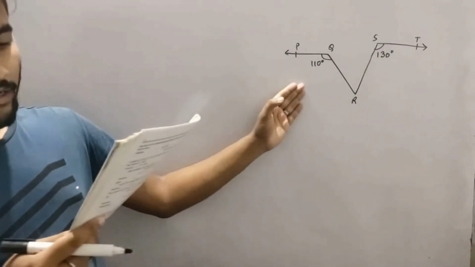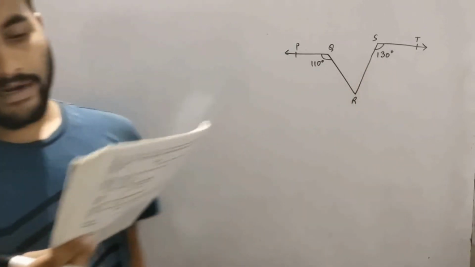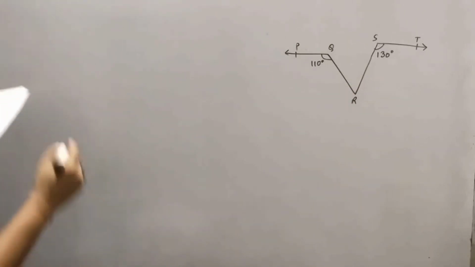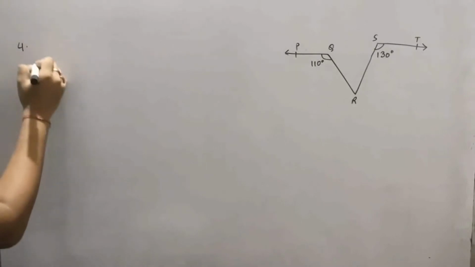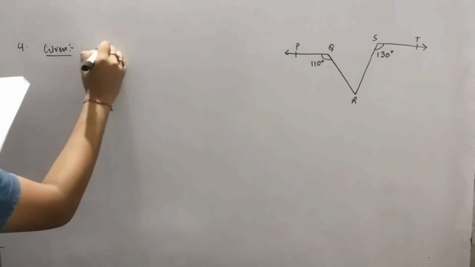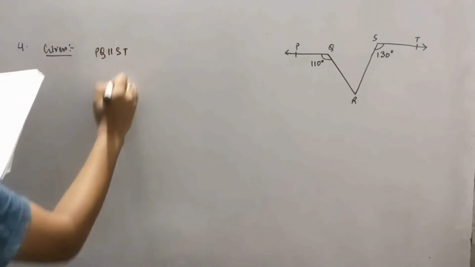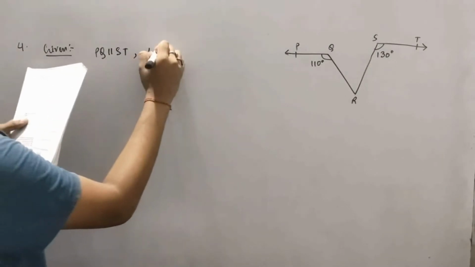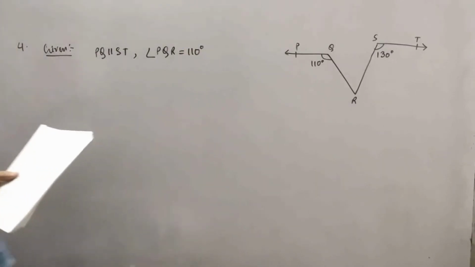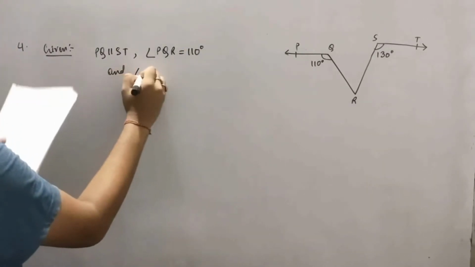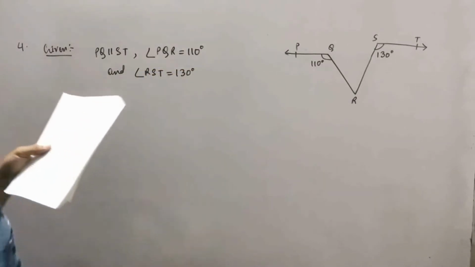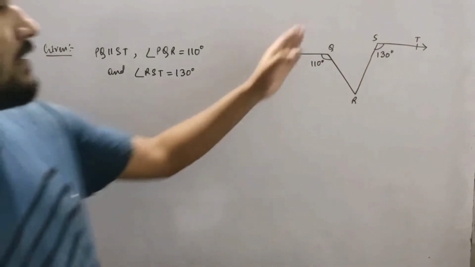Angle PQR is given 110. This one is 130. Find angle QRS. Which angle we have to find? This angle QRS we have to find. So write the given, question number 4. Given PQ is parallel to ST, angle PQR is equal to 110 degree and angle RST is equal to 130 degree. Find angle QRS.